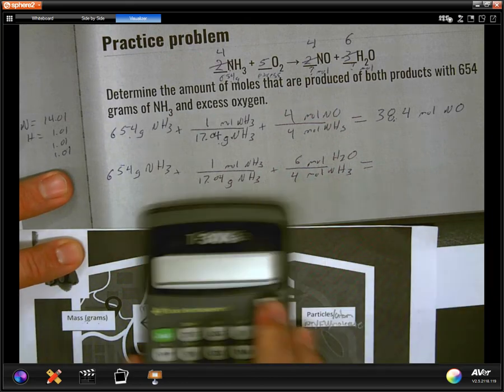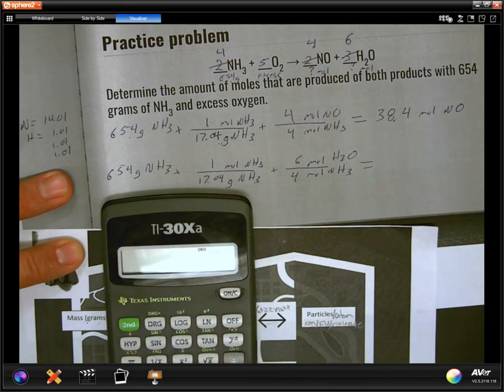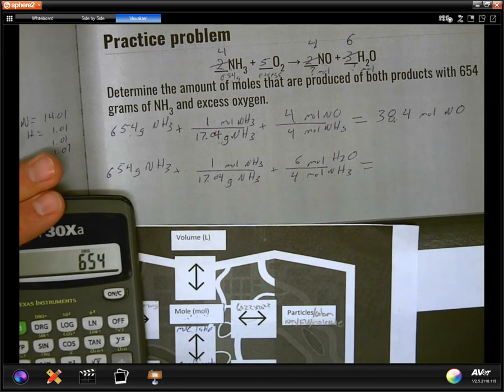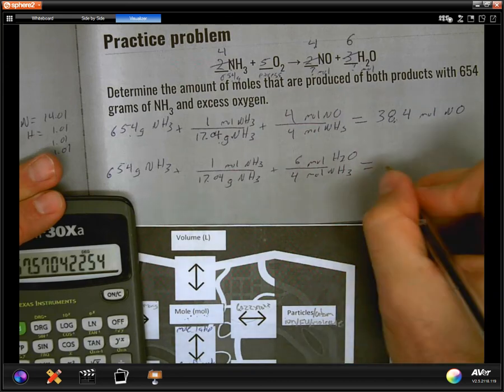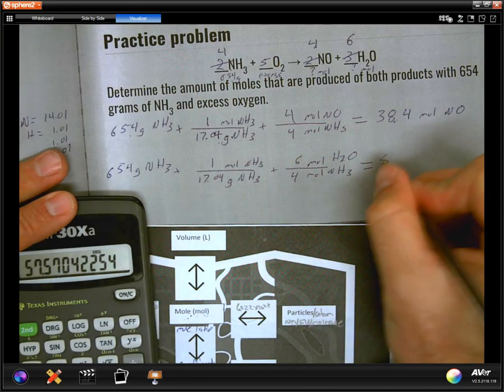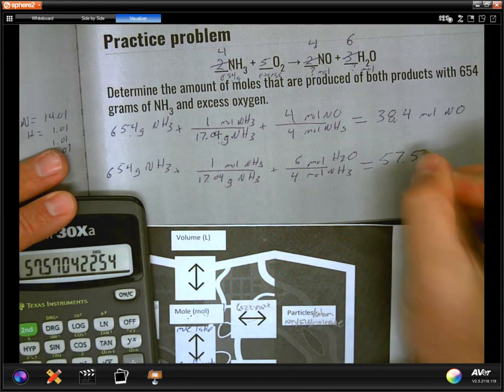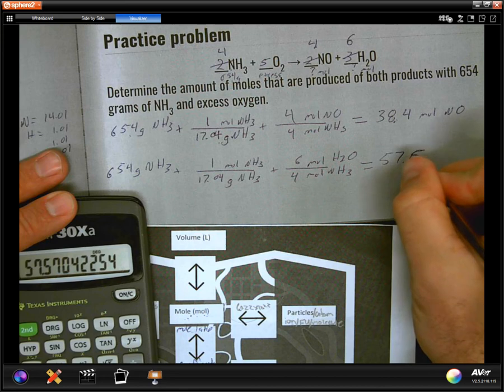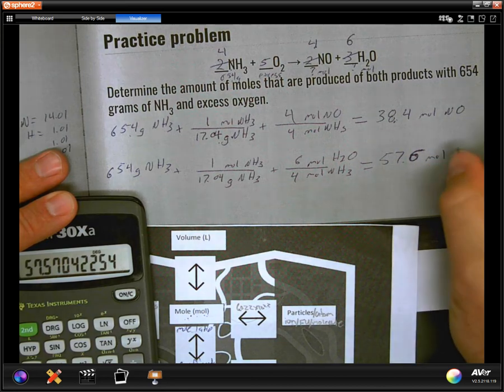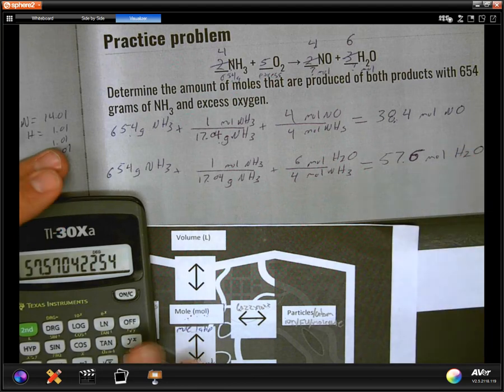All right, so as I go through here, I put this in my calculator, 654 times 6, and then divide across the bottom, 17.04 in this case, and divide by 4. 3 sig figs in my answer, so I should get 57.6 moles of H2O.